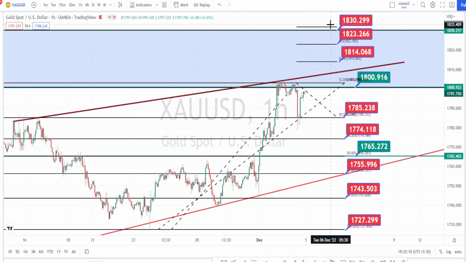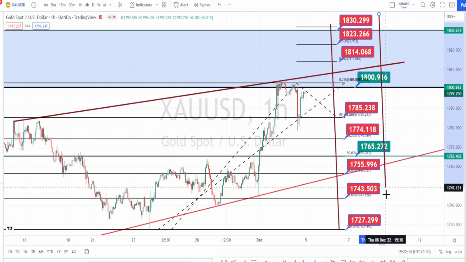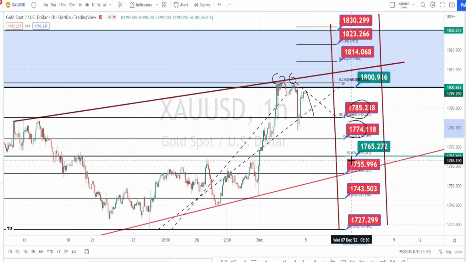So the values within this red color boxes are the resistance and support levels for current price action in hourly time frame. Currently we are noticing the price action to test this resistance line from the hourly time frame and to make a bearish side retracement, and if the bearish side retracement continues, next level of support is going to be around 1785, 1774, 1765, 1755, 1743 and 1727.